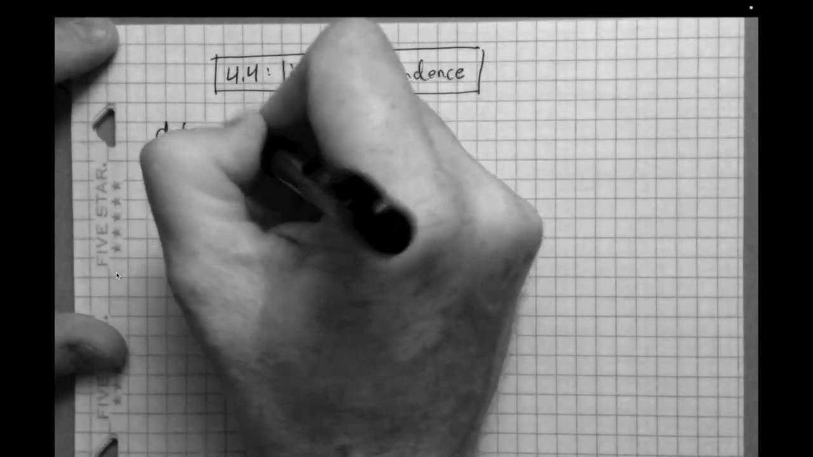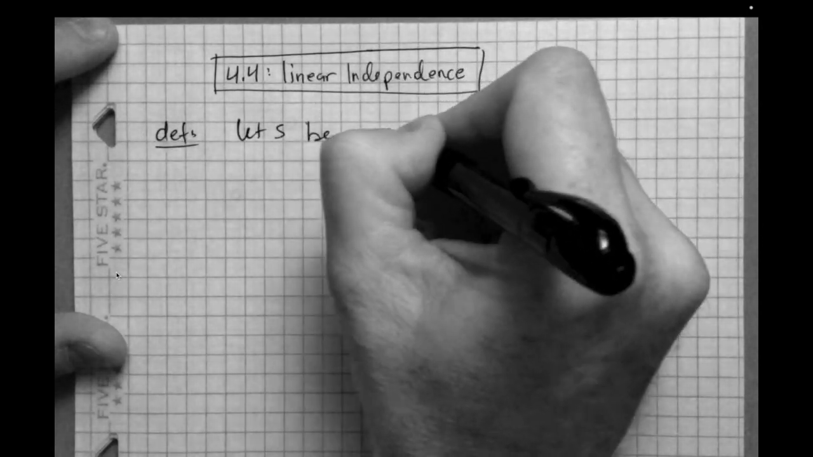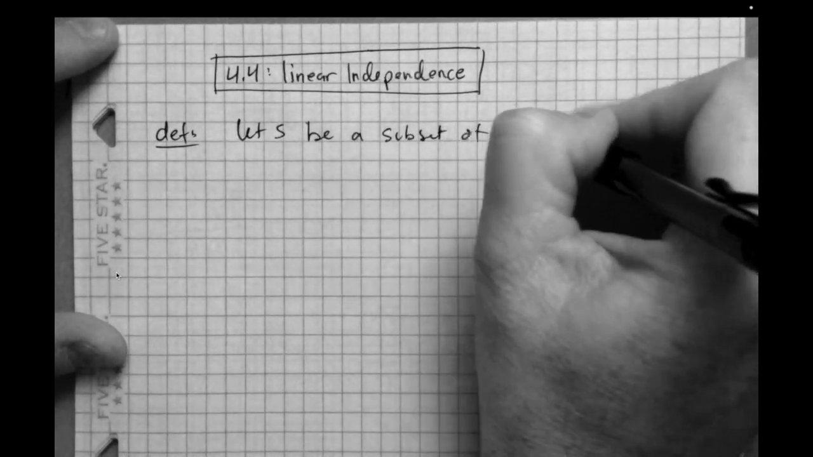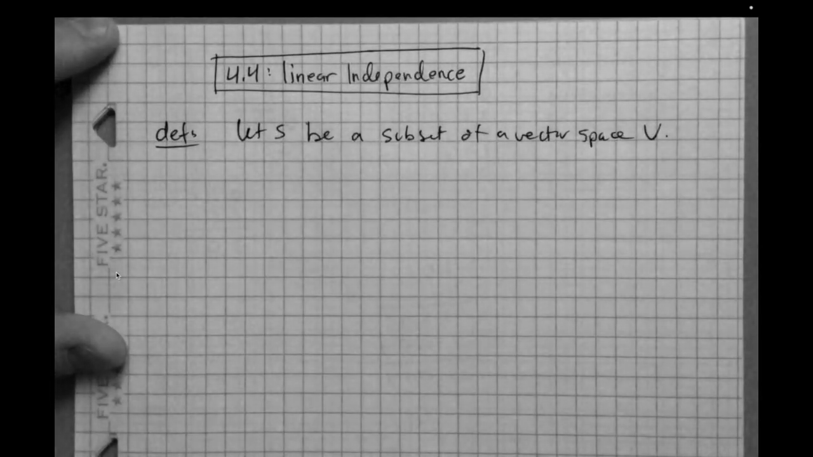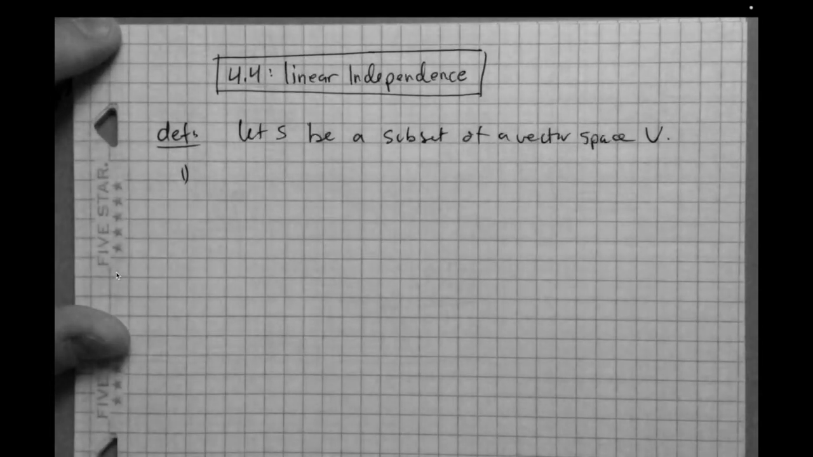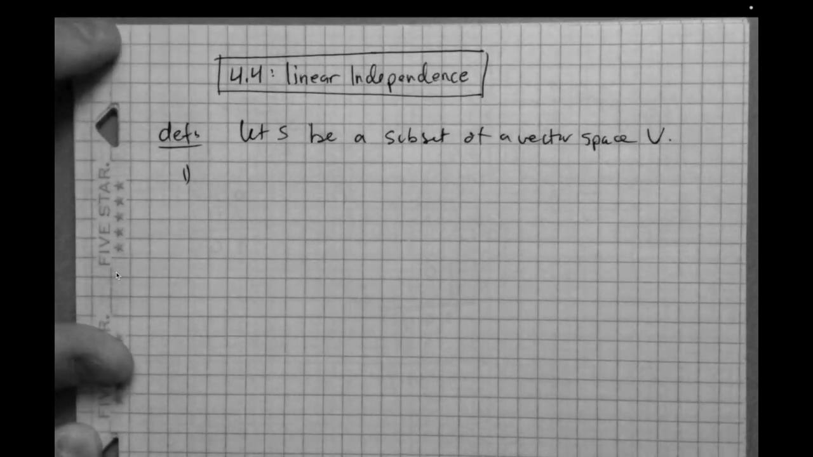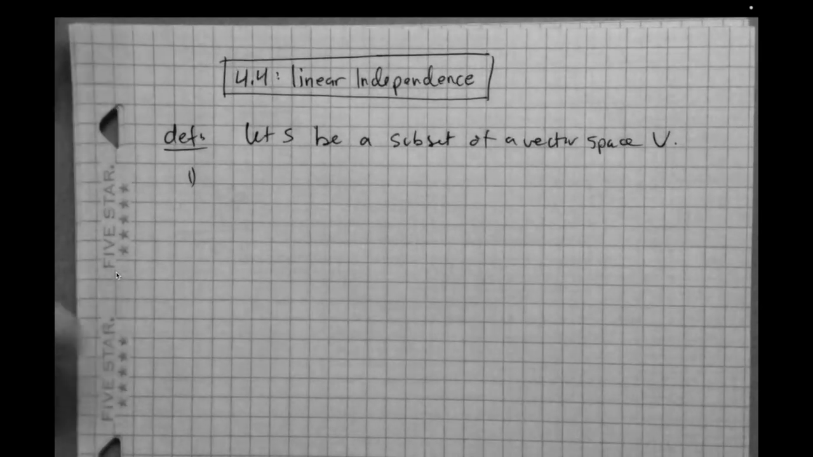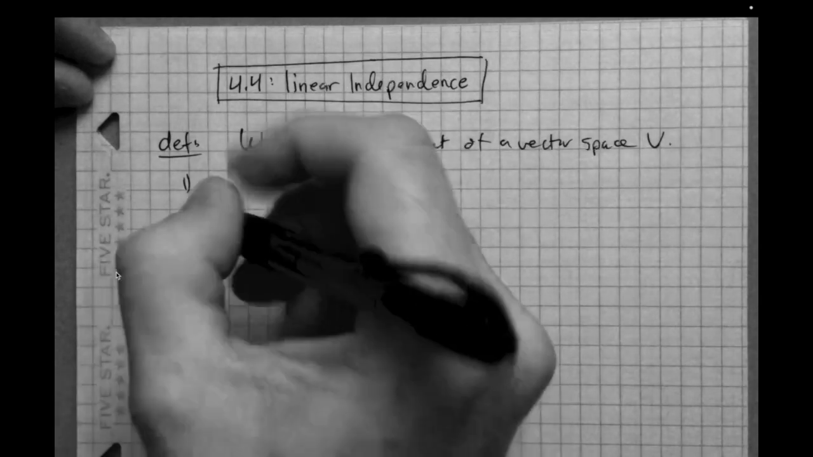So we'll let S be a subset of a vector space V, as per usual. Now this definition is actually going to have four parts. The first part is the meat of the definition, and the other three parts are special situations where the definition may have to be altered slightly. So we'll start with part one.